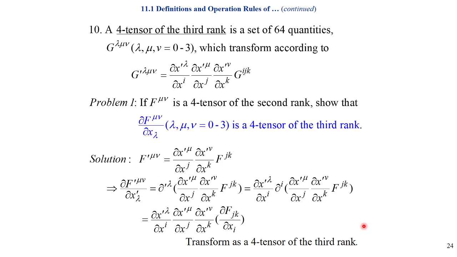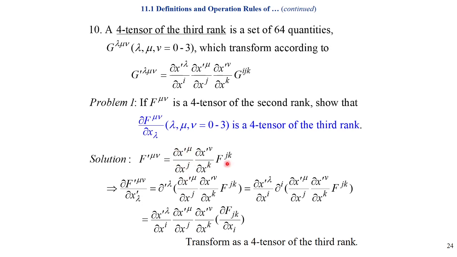Okay, 3, not just 1, not just 2, 3. If F mu nu is a 4 tensor of the second rank, then we can write into this one is a 4 tensor of the second rank. That's the first problem. So in the F prime system, we have 2 Lorentz transformations.